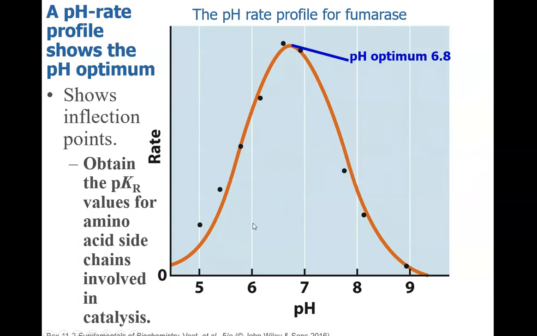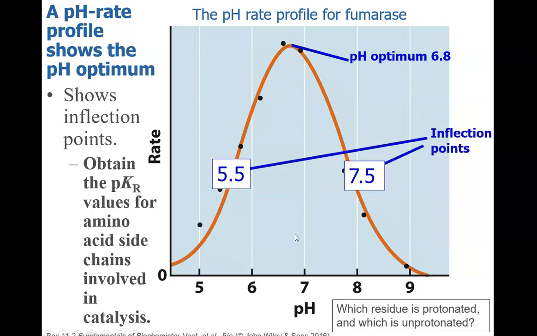So I'll go back up. So the inflection points: here the curve is going concave up to concave down, and here we're going concave down to concave up. If we look at the inflection points, we can see that we have an inflection point at about 5.5 and another inflection point maybe around 7.5, maybe a little higher. This doesn't tell us which amino acid residues they are, but it does tell us the pKa.